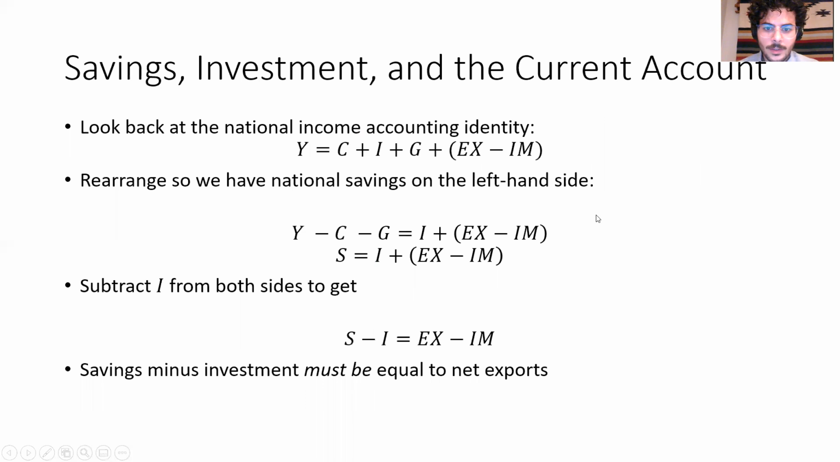So how does this relate to investment? Well, let's look back at the national income accounting identity. We have Y equals C plus I plus G plus net exports. And let's rearrange this so we have national savings on the left-hand side. So we'll subtract C plus G from both sides. So we have Y minus C minus G is going to be equal to investment plus net exports, or savings equals investment plus net exports. We can then subtract investment from both sides to get this nice little equation, S minus I equals X minus M. And so what this says is that savings minus investment must be equal to net exports.